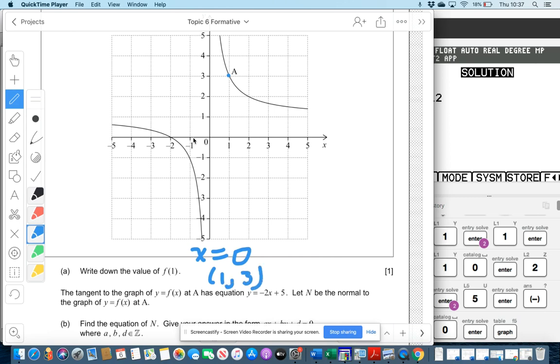And then the tangent is negative 2x plus 5. So you could draw that line really quickly if you wish. That's a gradient of negative 2 and a y-intercept of 5. And then you can see it's tangent at A. So the normal line is going to be perpendicular to this line. So the normal line is going to look something like this. All right. So with the right angle here.